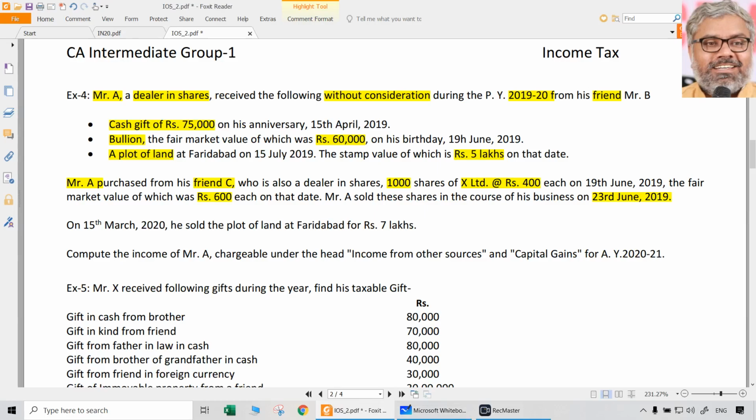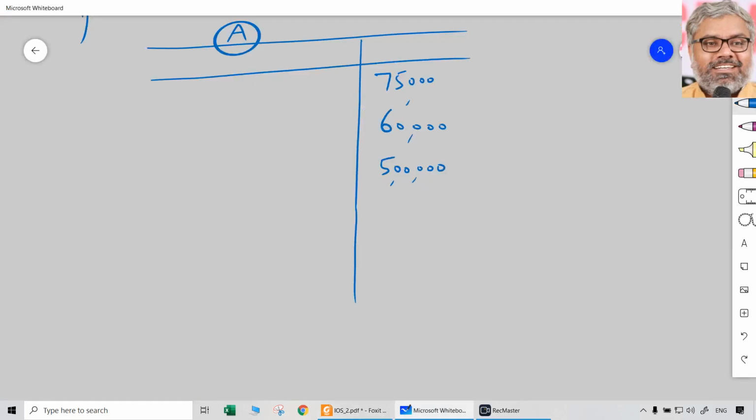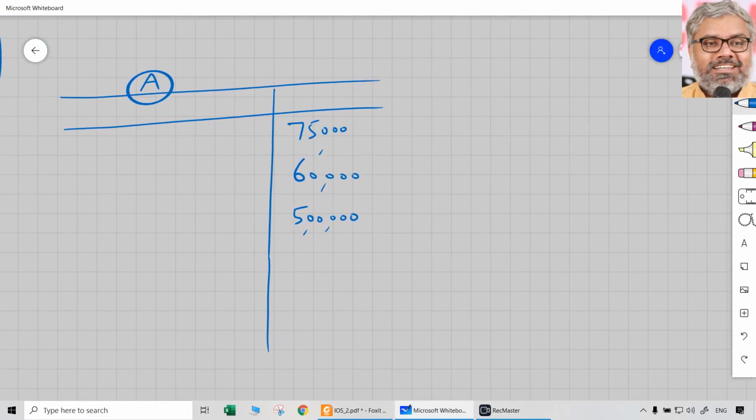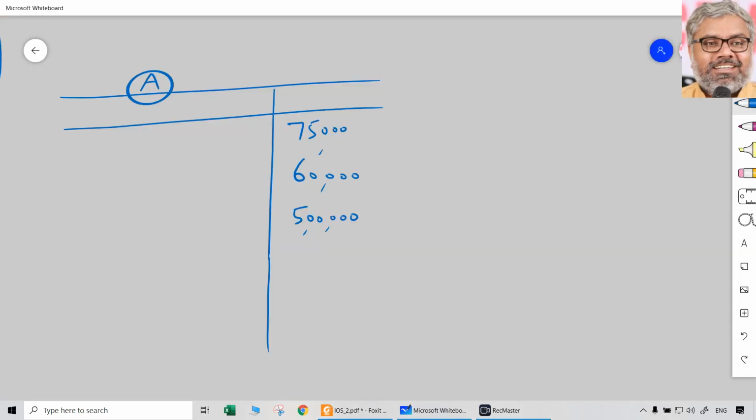Can we call that as property? First of all, no, it is not. That means is there a gift provision applicable? No, it is not. Does it mean nothing is taxable? No, that is also not correct. Why? Because he is a dealer in shares. That means there will be PGBP applicable for him. May not be income from other sources, but PGBP definitely is applicable. He sold all these things. But if at all he is asking only for income from other sources, then nothing is taxable here.